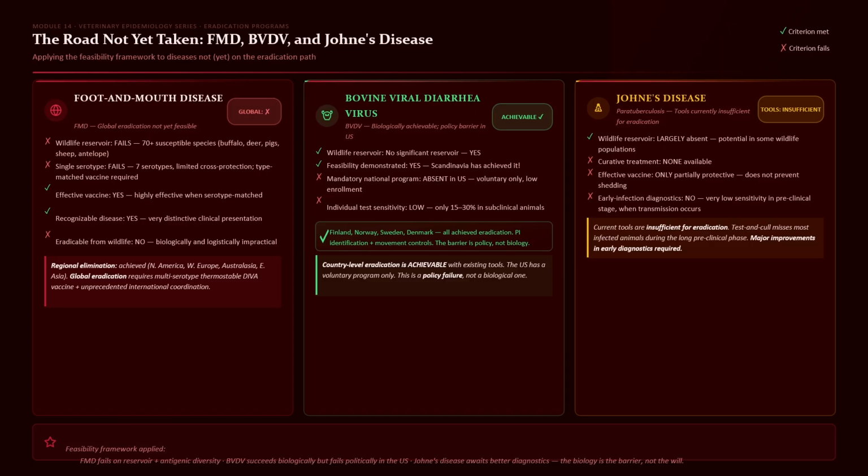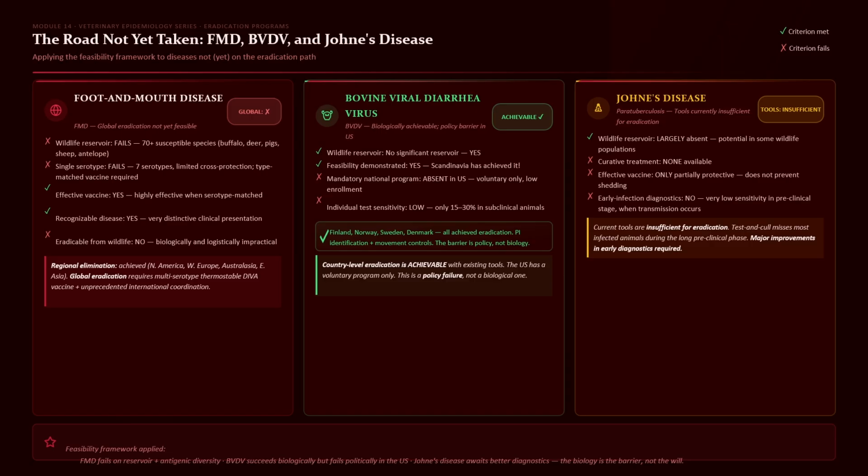Wildlife reservoirs. African buffalo are a major FMD reservoir in sub-Saharan Africa. Extraordinarily high transmissibility, the basic reproduction number R naught can exceed 10 in naive populations, meaning you need incredibly high vaccination coverage to interrupt transmission. And the political challenge of getting global agreement and sustained funding across 193 countries is enormous. The OIE maintains an FMD roadmap with progressive control stages toward regional elimination. That's realistic. Global eradication is a very long way off.